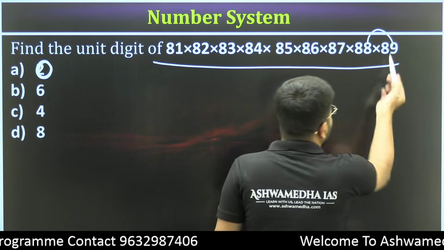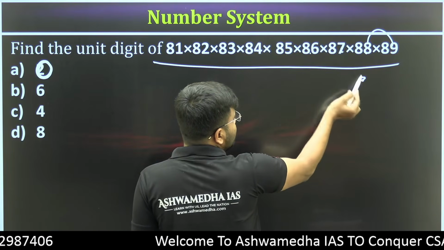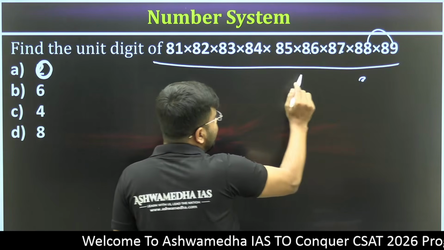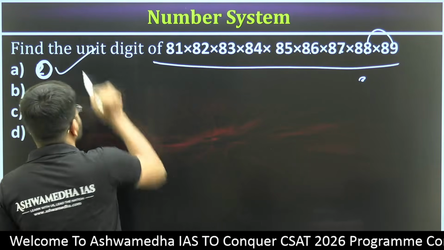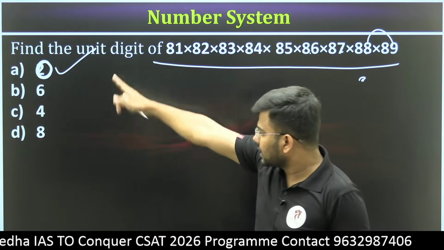I hope it's clear. Once again, 8 9s are 72. 2 7 2s are 14. 4 6 4s are 24. 4 4 5s are 20. 0. The unit digit would be what? 0. I hope you have understood. Just option, I think there is a typing error.